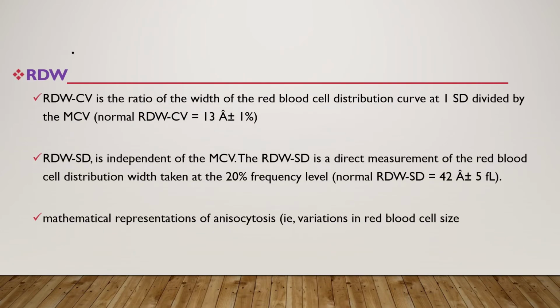The other important component of RBC in disease is RDW. RDW is the ratio of the width of the red blood cell distribution curve at one standard deviation divided by the MCV, whereas RDW-SD is independent of the MCV, and the RDW-SD is a direct measure of the red blood cell distribution width taken at the 20% frequency level. This is a mathematical representation of anisocytosis. That means this is a mathematical representation of the variation in red blood cell size.